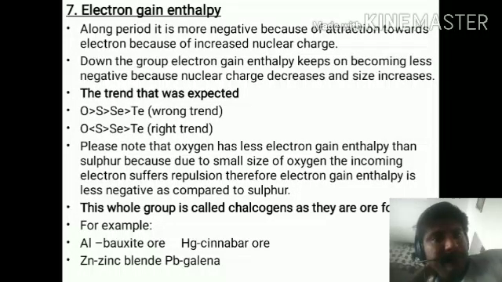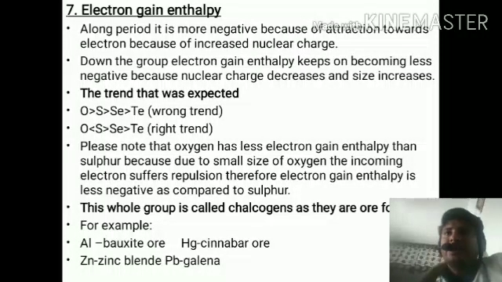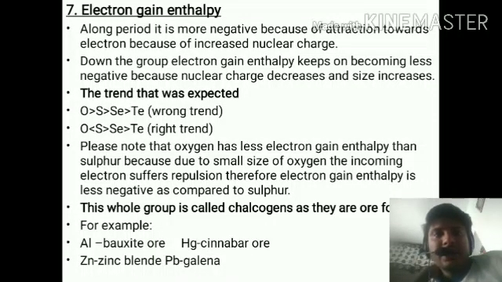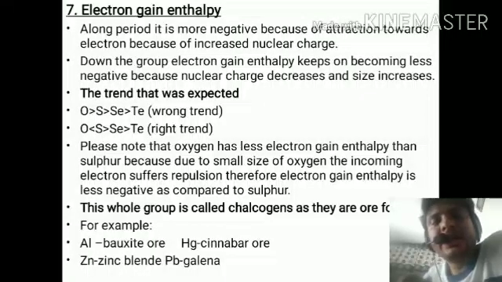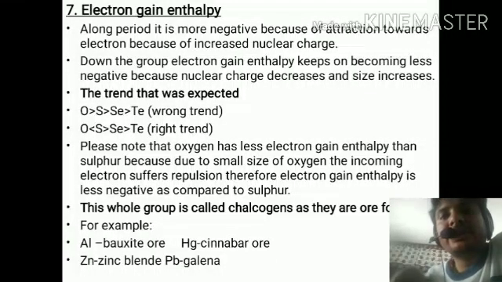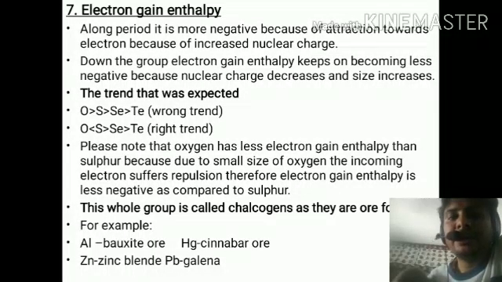The highest electron gain enthalpy in the group would be expected for oxygen, then decreasing through sulfur, selenium, and tellurium. That is a wrong trend, because sulfur has a smaller size compared to oxygen. Due to the inert pair effect and low shielding effect, sulfur is smaller compared to selenium. That's why the trend will be oxygen, then sulfur, then selenium, then tellurium.